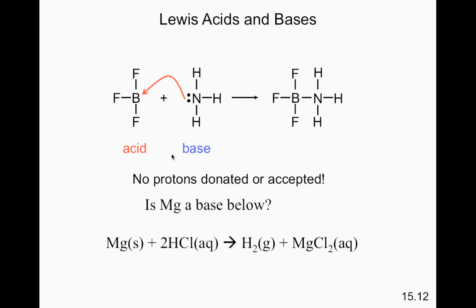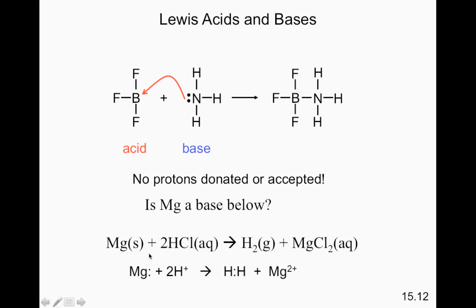Now, how about a metal? We talked before about metals reacting with acids. Here's magnesium reacting with hydrochloric acid, and we're getting hydrogen gas and magnesium chloride. Now, is magnesium a base? We know that HCl is an acid, so how can magnesium be a base? It doesn't have any hydroxide in it, so it's not an Arrhenius base. It's not accepting any protons, so it's not a Bronsted base.